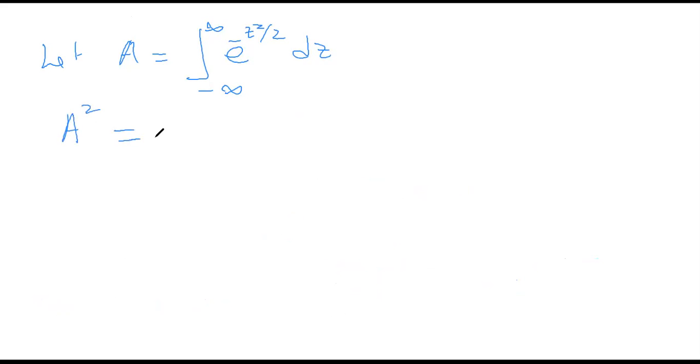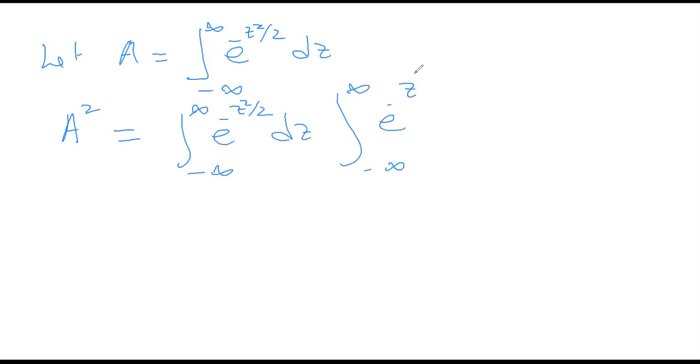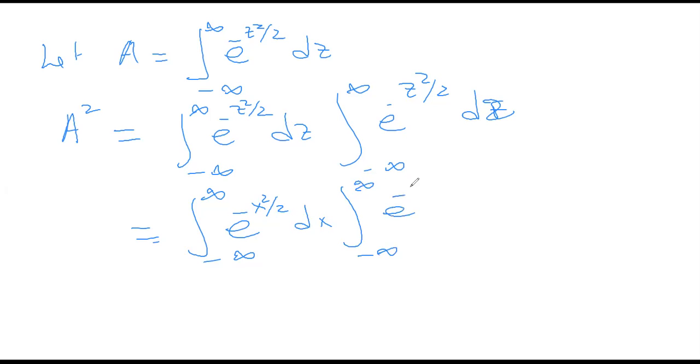Multiply A by A. A squared will be the integral from negative infinity to infinity of e to the minus z squared over 2 dz, times the integral from negative infinity to infinity of e to the minus z squared over 2 dz. This is A squared, right? I multiply A by A. So we are going to give different variables, x and z here. We will put x and y in the two integrals. I will write it as the integral from negative infinity to infinity of e to the minus x squared over 2 dx, and the integral from negative infinity to infinity of e to the minus y squared over 2 dy.